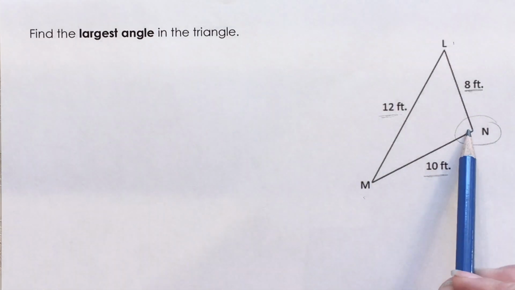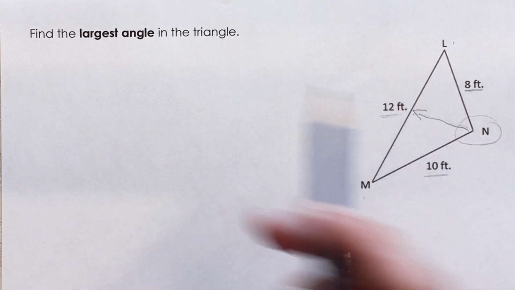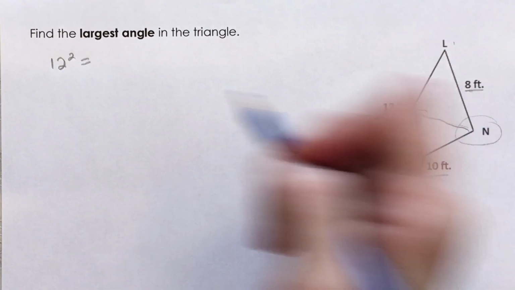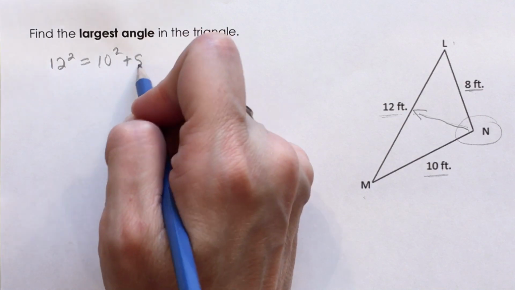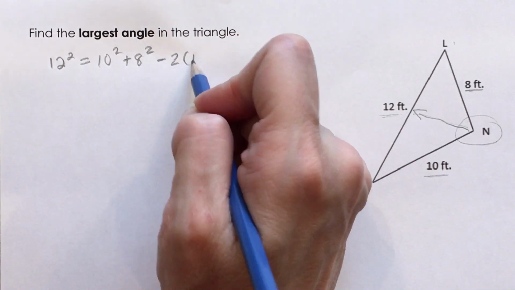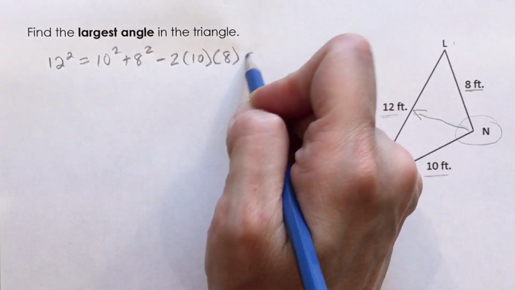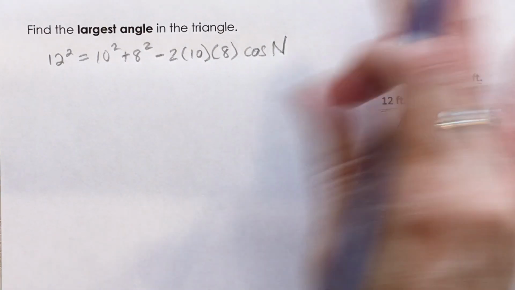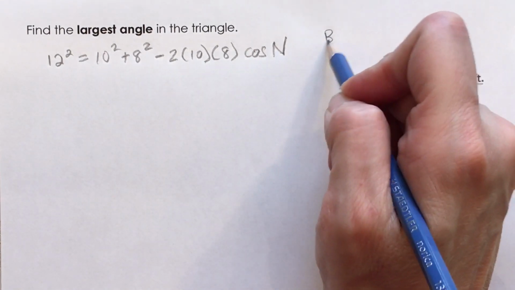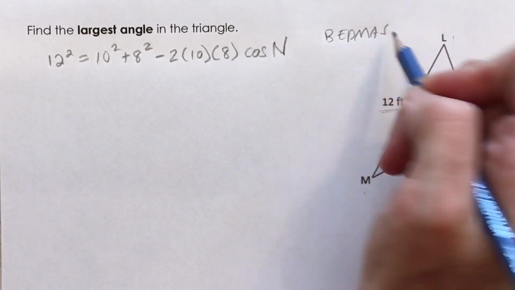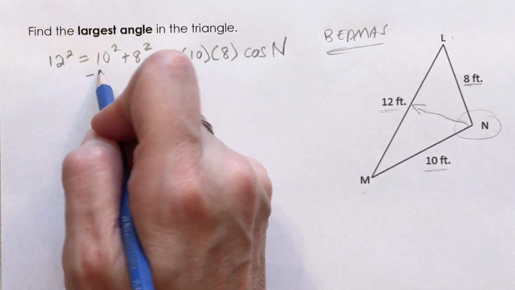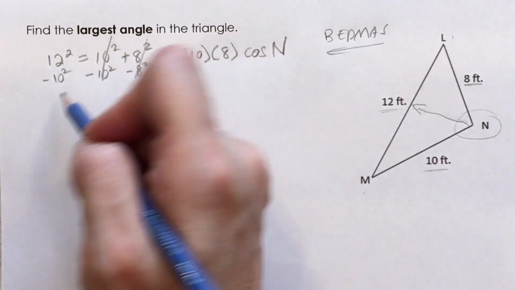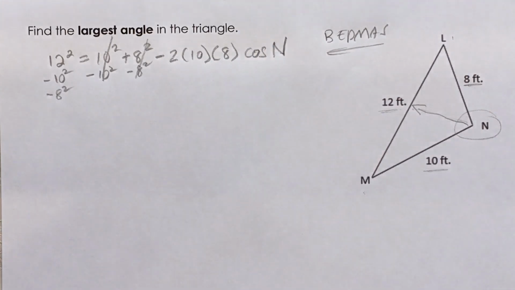So if we want to find angle N, we start off our cosine law with a side that's opposite to it. So I'm going to start off by going 12 squared equals, and then each of the other two sides, doesn't matter what order, squared, minus 2 times 10 times 8 times the cosine of angle N. Okay, again, so we're using reverse BEDMAS to get angle N by itself. So we're going to undo this adding first. So we're going to subtract 10 squared on both sides and subtract 8 squared on both sides and let our calculator do the work for us.